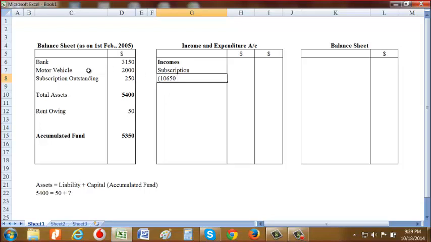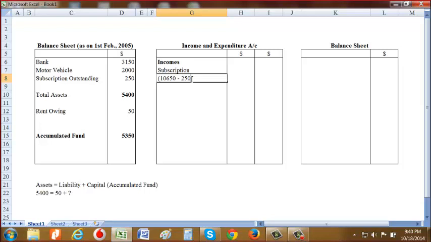Now see the opening balance sheet. In the opening balance sheet, or you can say previous year balance sheet, this much subscription was outstanding, isn't it? So definitely this amount I have received during the year. This amount was outstanding in the previous year, so definitely members might have paid this 250 in this year. So this 250 is included in this 10,650. So I have to subtract that 250, because out of 10,650, 250 is related to previous year. So we have to take only the current year subscription, not the previous year subscription.